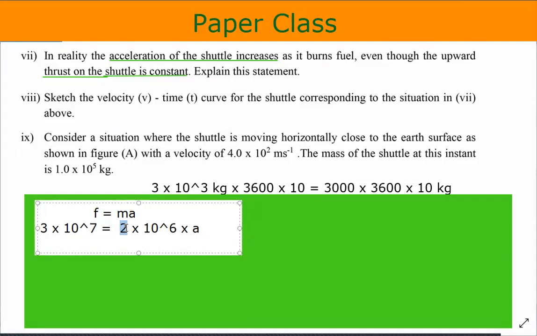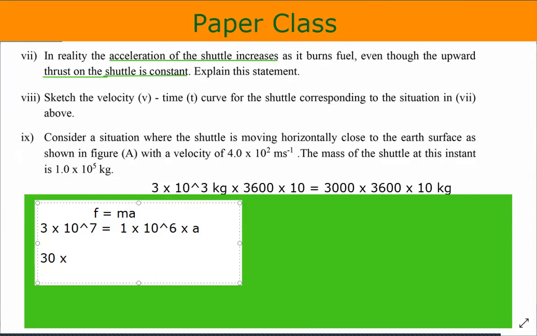Now let's say the mass is reduced. When it was leaving the Earth, it had a mass of 2 into 10 to the power 6. Now let's say its mass is 1 into 10 to the power 6, and it is far away from the Earth. Therefore, the gravity of the Earth is not acting, right? But the force remains unchanged. So the easiest method is, I have asked you to write this 3 into 10 to the power 7 as 30 into 10 to the power 6.